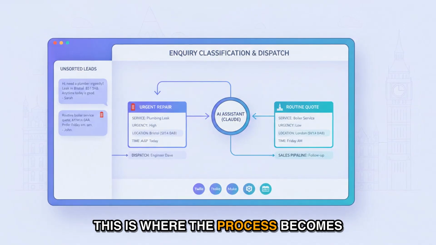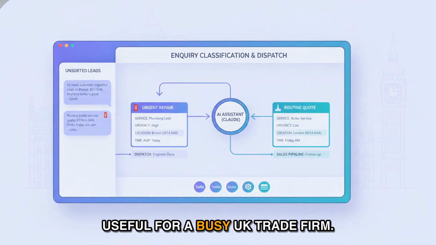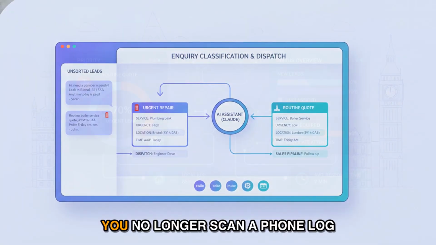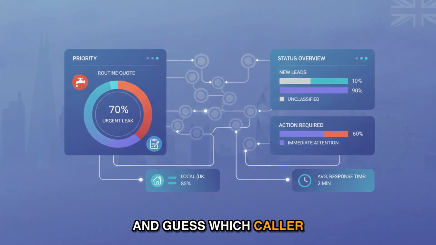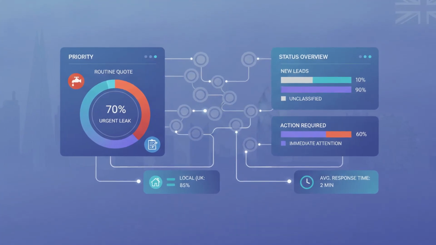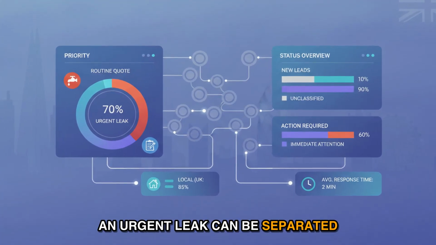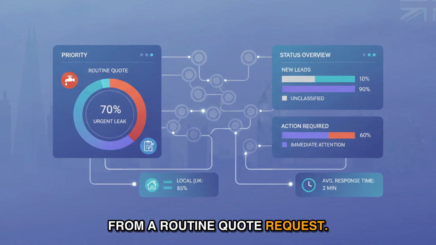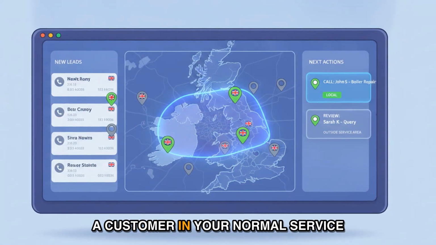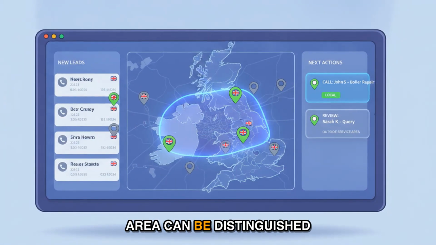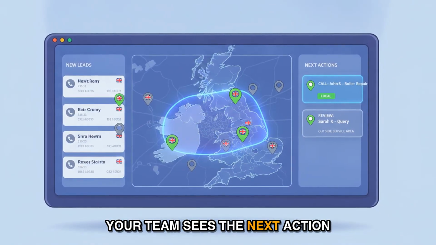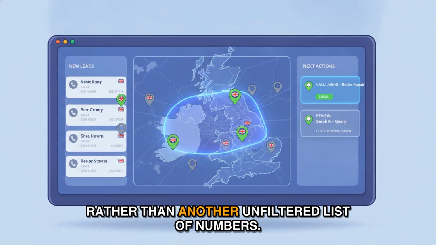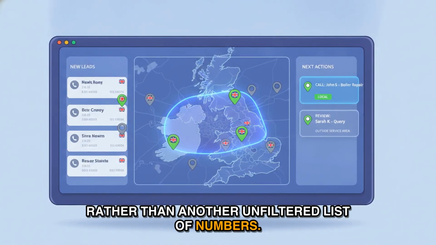This is where the process becomes useful for a busy UK trade firm. You no longer scan a phone log and guess which caller needs attention first. An urgent leak can be separated from a routine quote request. A customer in your normal service area can be distinguished from one outside it. Your team sees the next action rather than another unfiltered list of numbers.